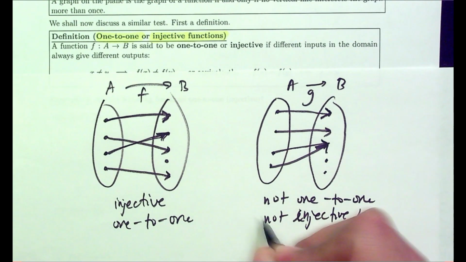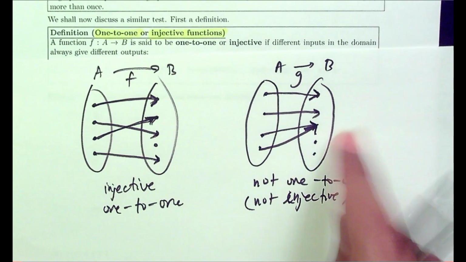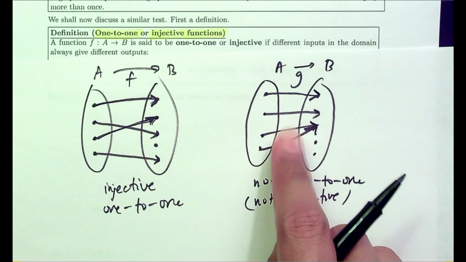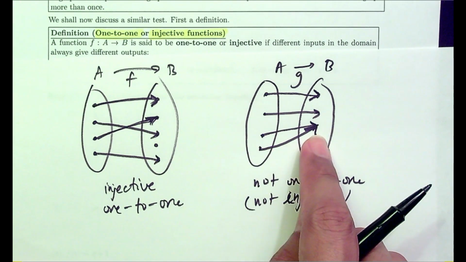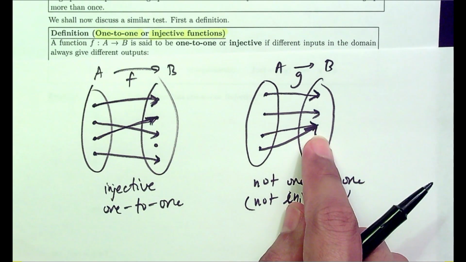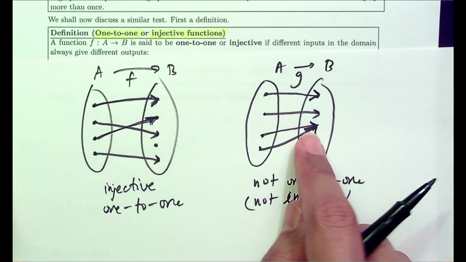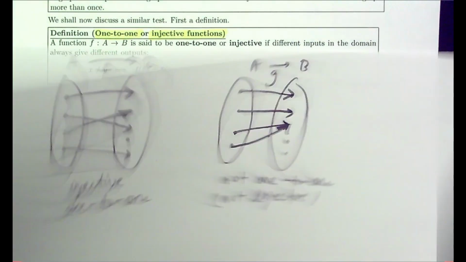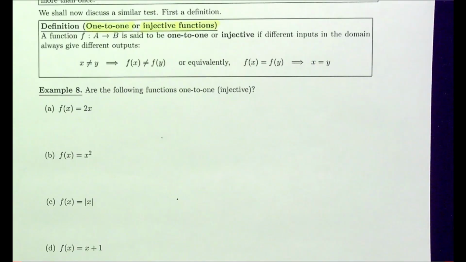So this is not one-to-one. You cannot have two different inputs that have exactly the same output. If that happens, this is not an injective or one-to-one function. So that is what that means.